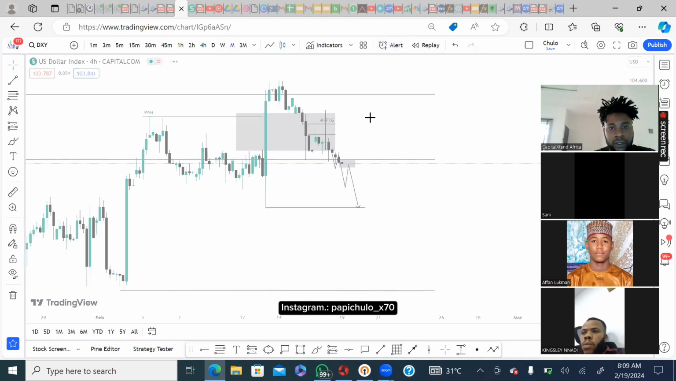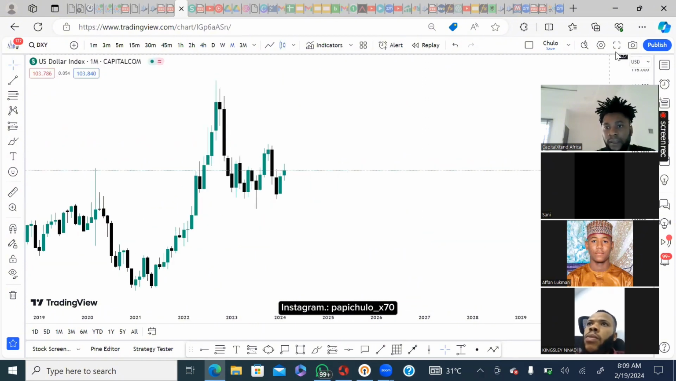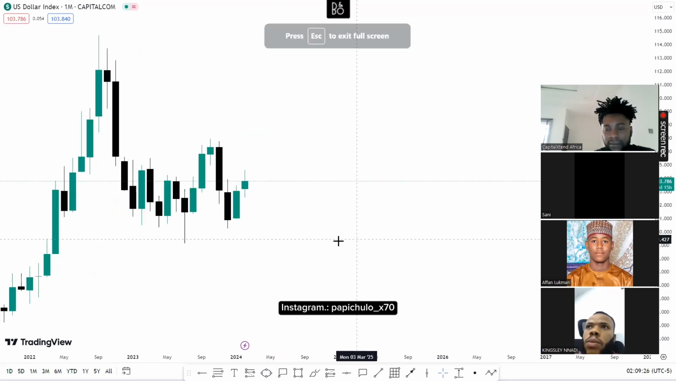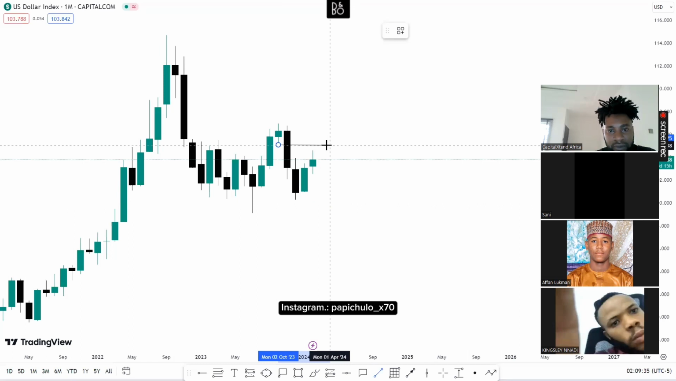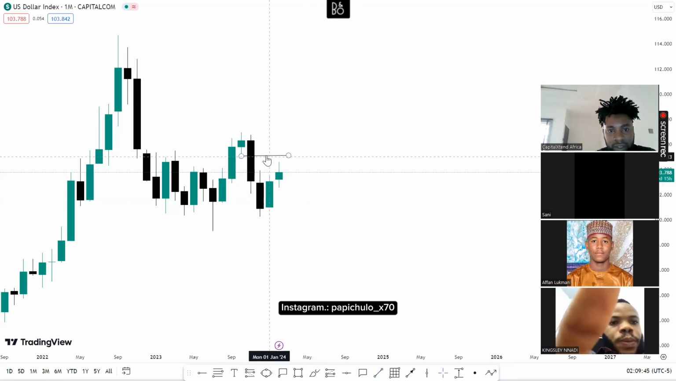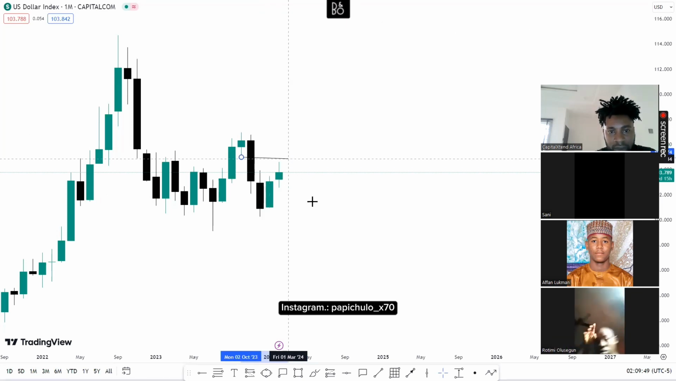Okay, so I have to remove all drawing. Now, this is a monthly chart on dollar index. As you can see, price is reacting up from this monthly fair value gap here, which is a strong internal range liquidity. I need to make this line straight.